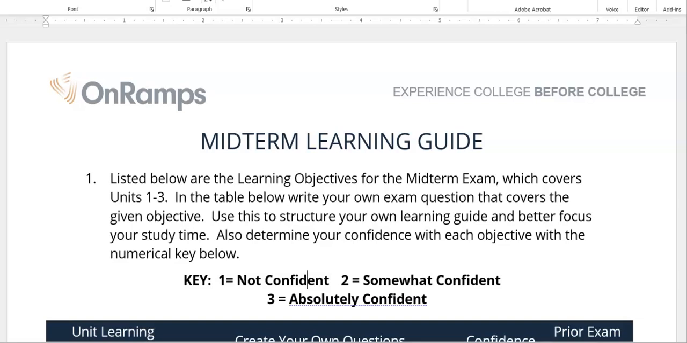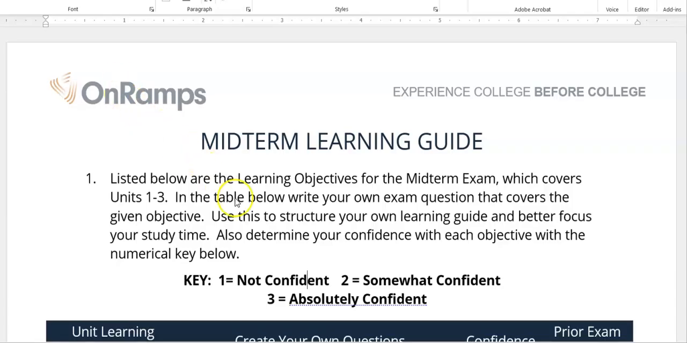All right, so this is the midterm learning guide for our first semester. And we kind of wanted to just do a quick overview of this so that you can understand what it's meant to share with you and how you can use it to better prepare for your midterm. So what you're going to see listed, and you have a printout of this that you can take home with you.